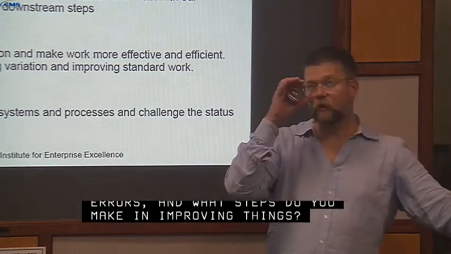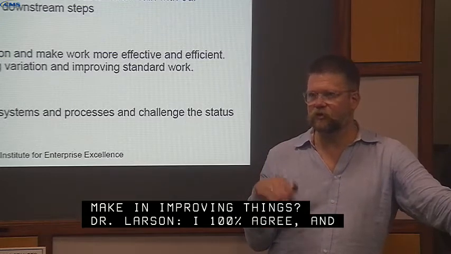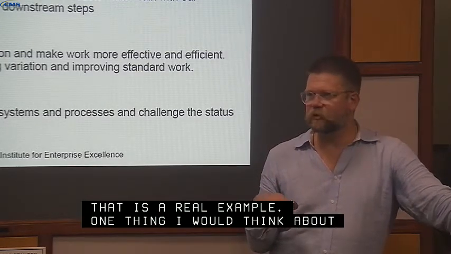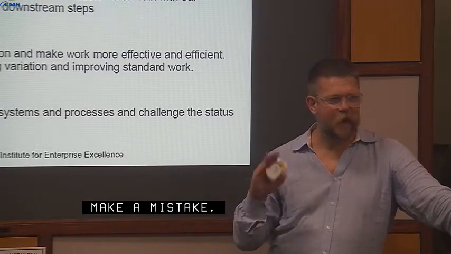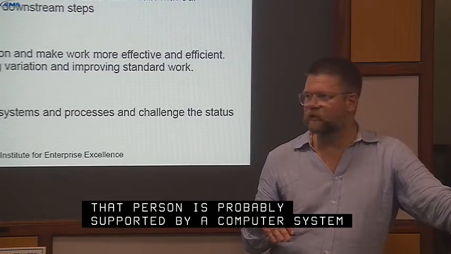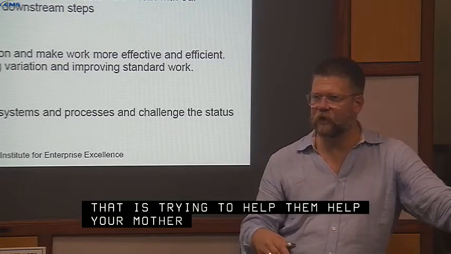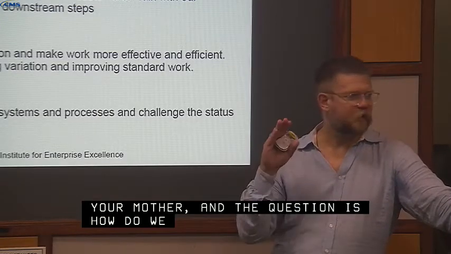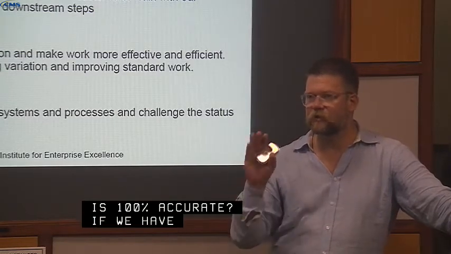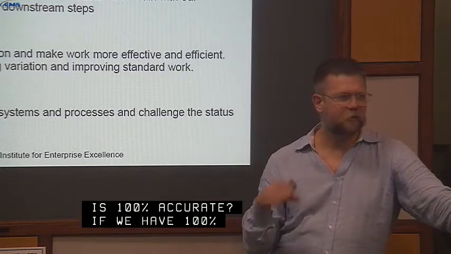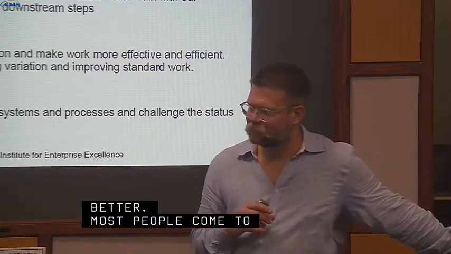The one thing I would think about reframing is that the call center person is probably not trying to make a mistake. That person is probably supported by a computer system that's trying to help them help your mom. The question is, how do we collectively make sure that the computer system and the information the call center employee has is 100% accurate? If we have a 100% accurate information system helping that employee, then he or she is going to be much better, because most people don't come to work saying, I want to make a mistake today. It's not your attitude. It's the fact that a mistake was made.